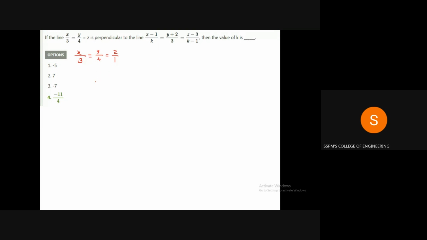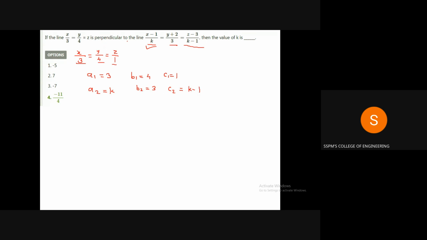So like in the previous example, if we compare this with standard form, what is a1? See, this is a1, b1, c1, and this is a2, b2 and c2. So a1 is equal to 3. What is b1? b1 is equal to 4, and c1 is equal to 1. Also, what is a2? a2 is equal to the denominators of the second line equation. So a2 is equal to k, b2 is equal to 3, and c2 is equal to k minus 1.